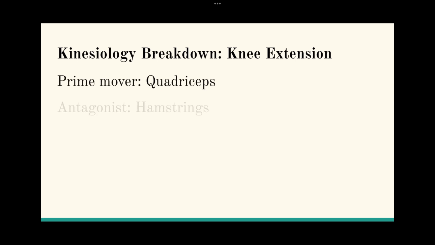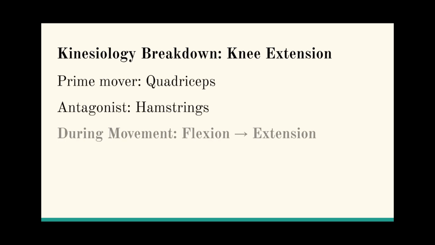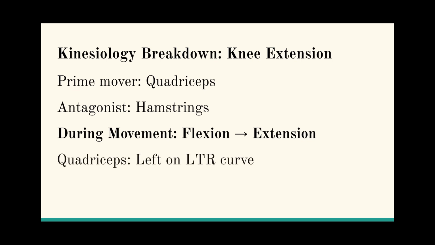During knee extension, the prime mover is the quadriceps and the antagonists are the hamstrings. When performing knee extensions, the quads are contracting concentrically, moving left on the LTR curve, whereas the hamstrings are contracting eccentrically, moving right on the LTR curve.